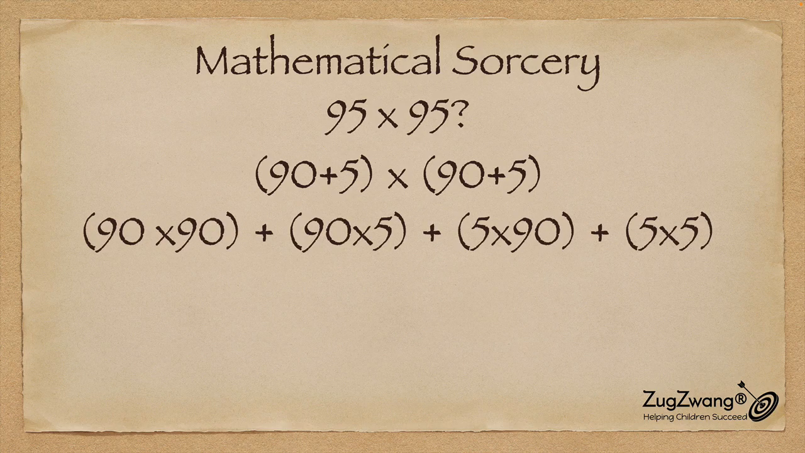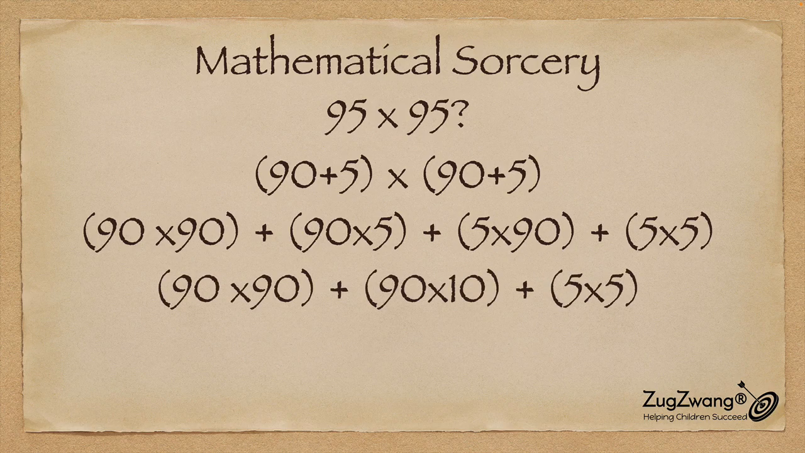So if I have to multiply this, I can divide this out as 90 times 90 plus 90 times 5 plus 5 times 90 plus 5 times 5. Now let's focus on the two middle terms. 90 times 5 and 5 times 90 are one and the same. In fact, I can apply the distributive law where I can get the 90 out and then add 5 and 5 and make it 10. So now the whole thing becomes 90 times 90 plus 90 times 10 plus 5 times 5.